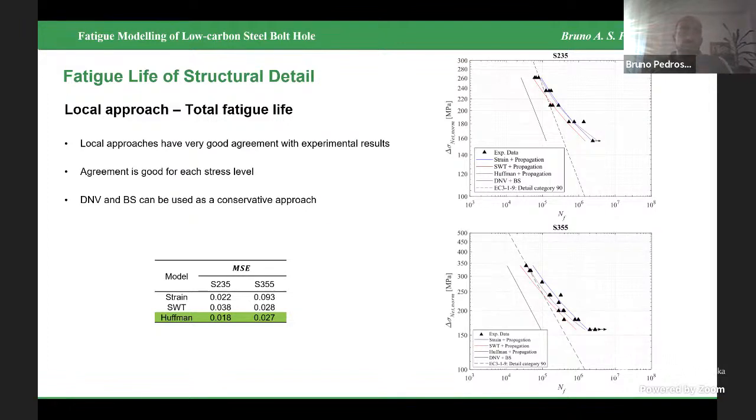So within the three fatigue models, the Huffman model based on dislocation density led to the best agreement with experimental data, as shown by the results from the mean square error. So both standard approaches led to conservative results, especially for the high cycle fatigue regime.